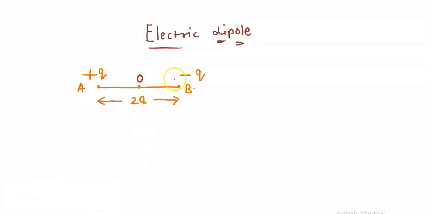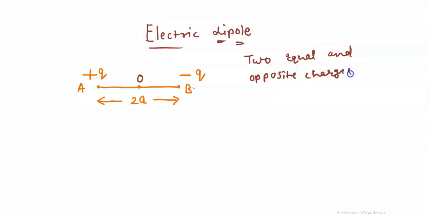Okay, so this setup is actually called an electric dipole. Two equal and opposite charges, when they are kept at a short or small distance away, then this setup is said to be an electric dipole. Okay, now there are many examples of electric dipole.